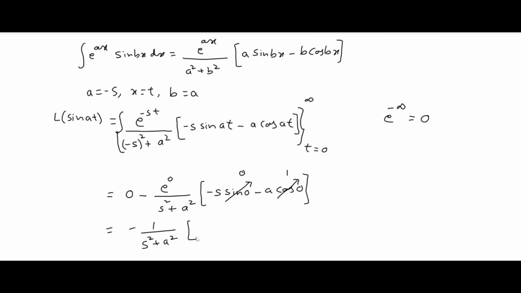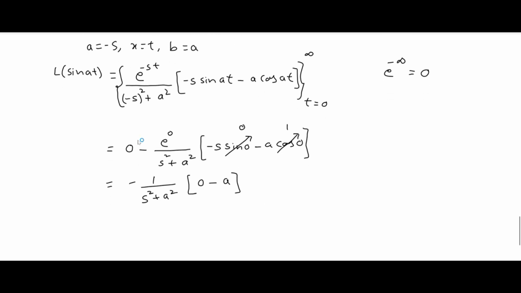times of sine 0 is 0, 0 into anything will be 0 itself. First term is 0 minus cos 0 is 1, so 1 into a will be a. Just to multiply it, minus of minus will become positive over here. So we'll be getting plus a divided by s square plus a square. So hence we got Laplace transform of sine at to be equals to a by s square plus a square.